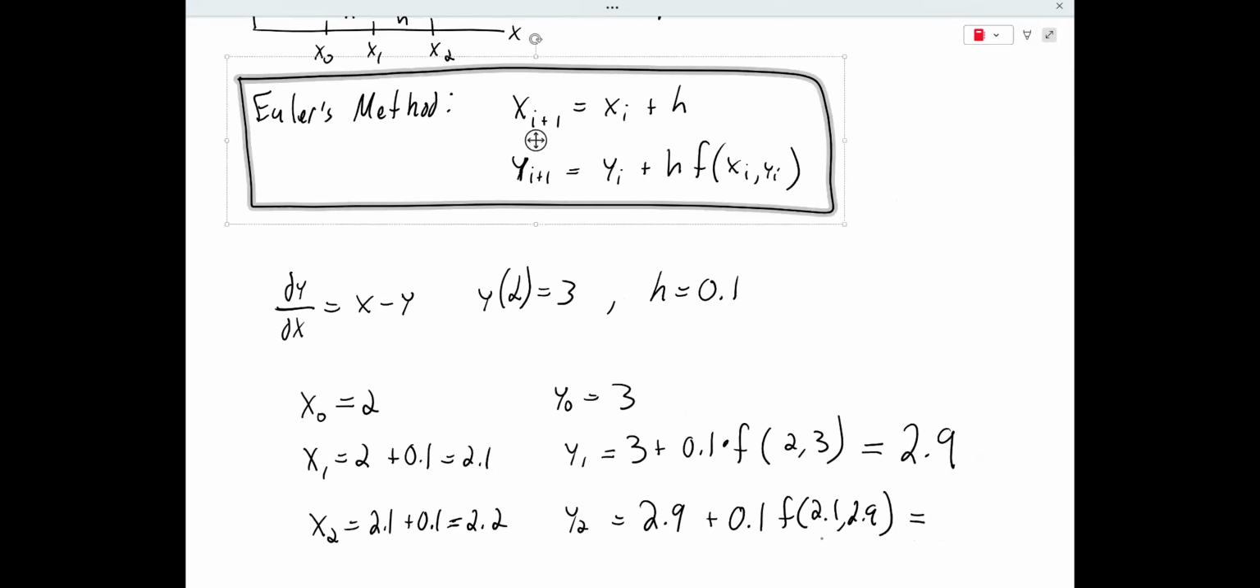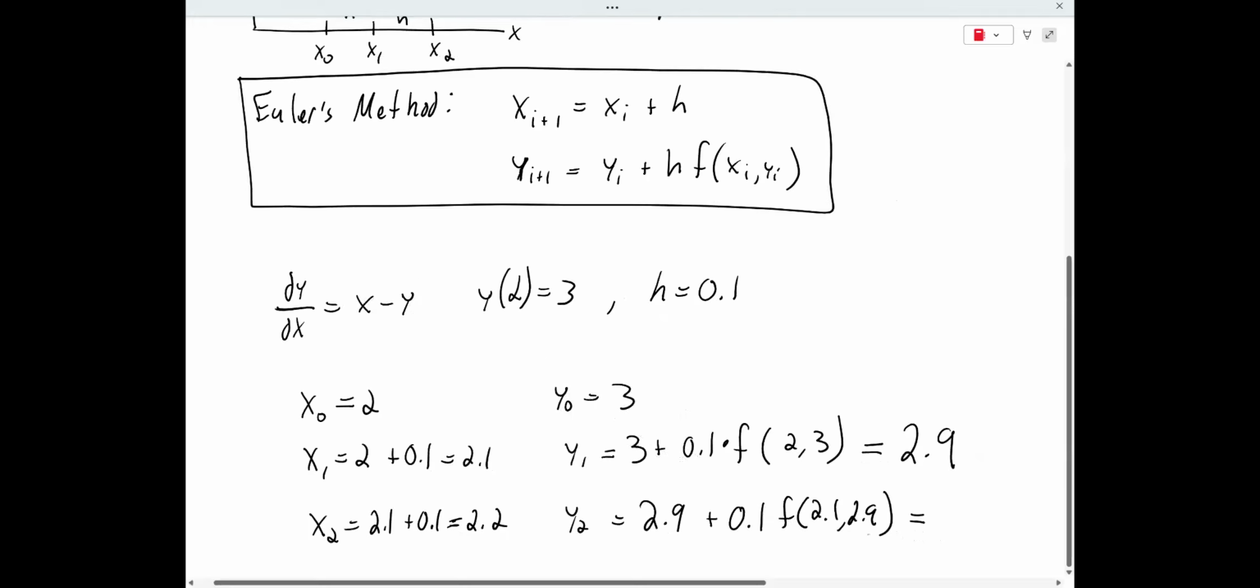So you go through that calculation here. You evaluate the function back up here at 2.1 and 2.9 for x and y, and that comes out to be 2.82. Any questions so far? How this is going?